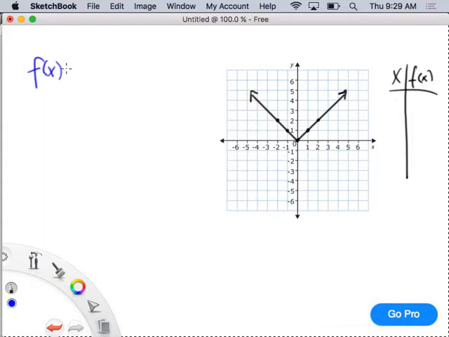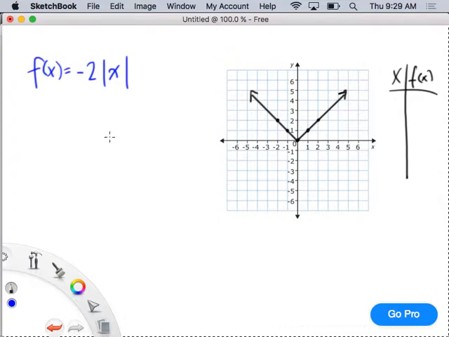f of x equals -2 times the absolute value of x. If it's negative, what happens to the graph? It reflects across the x-axis. So what is this again? Slope. So my slope is what? -2. That's my slope.